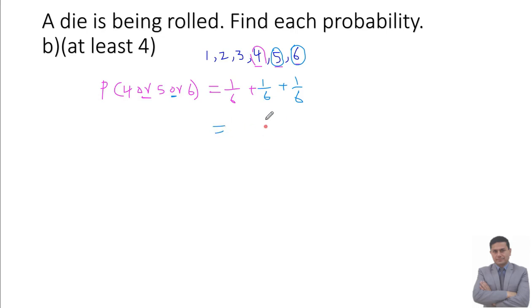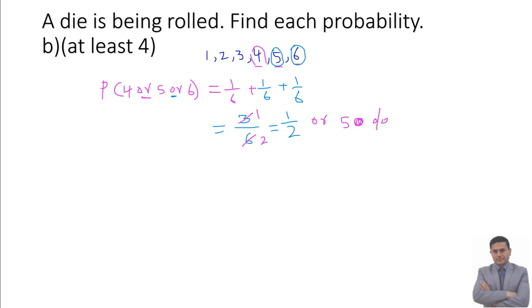Now we have to add them, which is 1 plus 1 plus 1 is 3. Because the denominators are the same, we can add the numerators. 3 by 6, which is 1 by 2. We can cancel 3 with 6: 3 times 1, 3 times 2. So 1 by 2, or if you want to write it in the form of percentage, it is 50%.